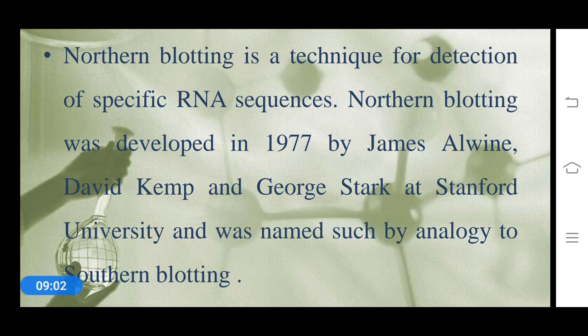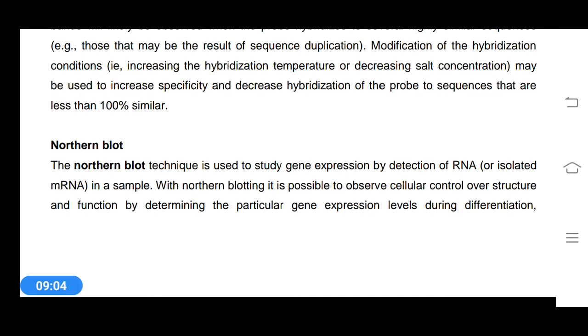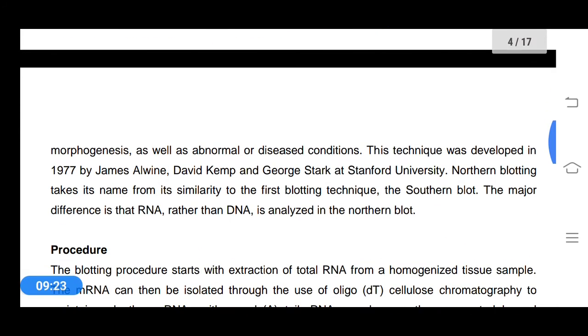Northern blotting is used to study gene expression by detection of isolated RNA, and this RNA is particularly mRNA. This was developed by James Alwine, David Kemp, and George Stark at Stanford University.